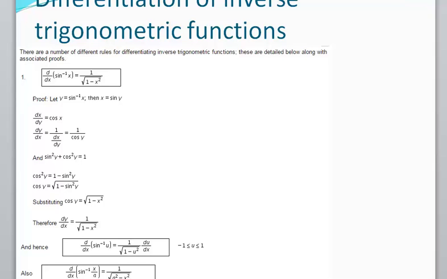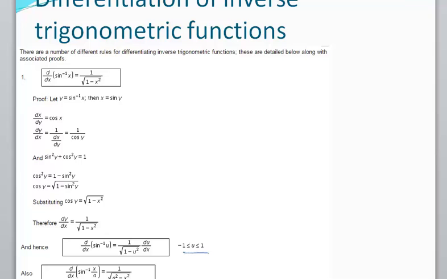Here we've got sine squared of y plus cosine squared of y is equal to 1. So cosine squared y is equal to 1 minus sine squared y, and cosine of y is equal to the square root of 1 minus sine squared of y. We substitute this in, and therefore dy on dx is equal to 1 divided by the square root of 1 minus x squared. Hence the differential of inverse sine of u is equal to 1 over the square root of 1 minus u squared, times du on dx.